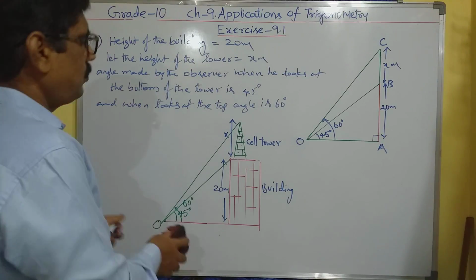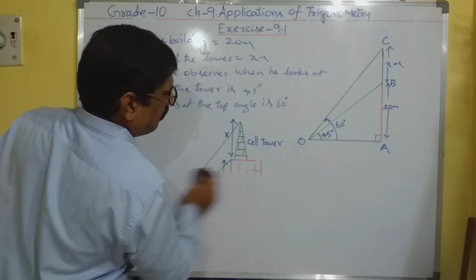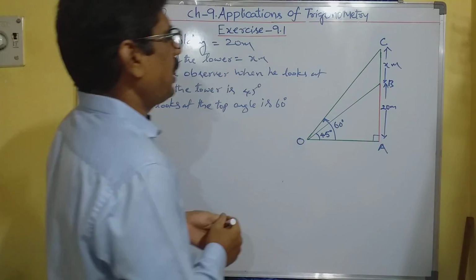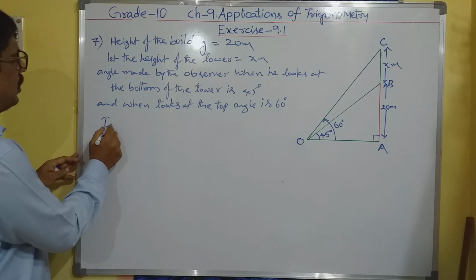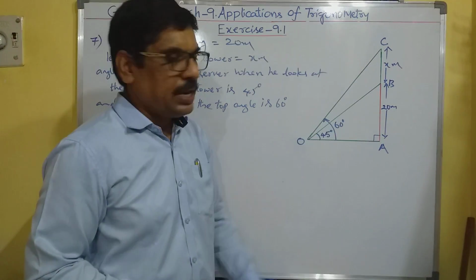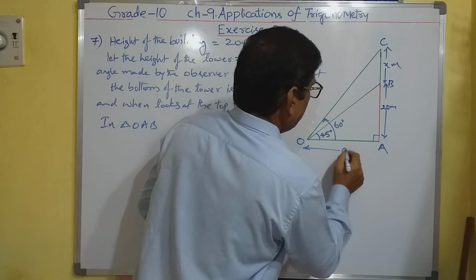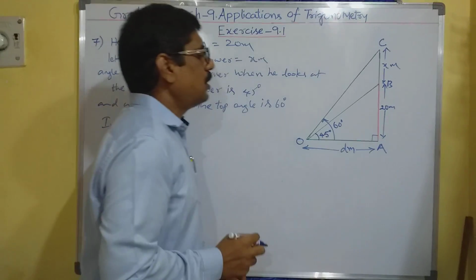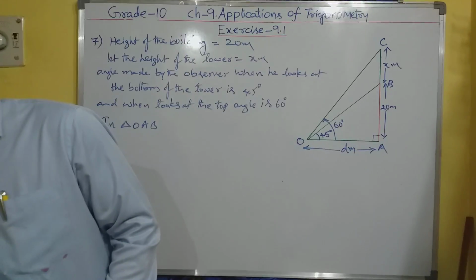Now let us solve this. I am erasing this rough diagram. Now look at the geometric diagram. Here we have two right angle triangles. In that, first I am going to take the triangle OAB. We have to take tan. Actually, this distance we don't know. Let us take it as d meters. The distance from the observer to the building, which is not given, I have taken as d.